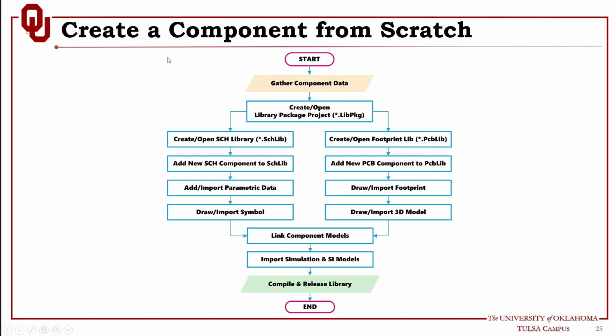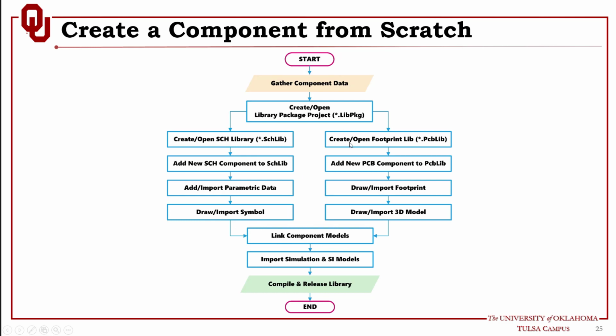Now, this is just refreshing. If you remember this flowchart, create a component from scratch. You gather component information, usually located in the datasheet. You create a library project if you don't have one, or you open a library project to add a component if you already created one. You create the schematic symbol, add the schematic component to the library, and try to import the parametric data from the manufacturer part search. You draw the symbol, or you use the symbol wizard to draw a symbol, or you can import it from a different library.